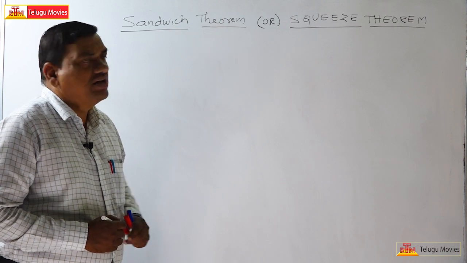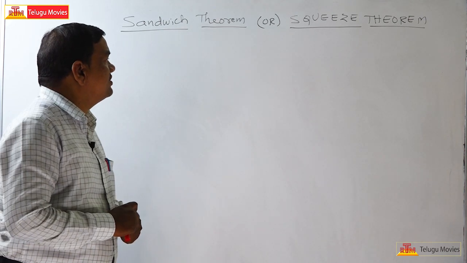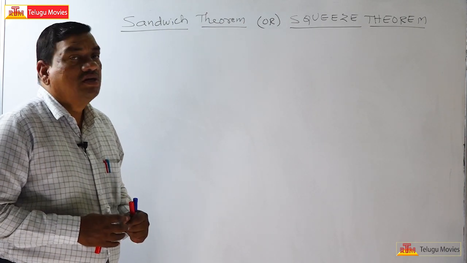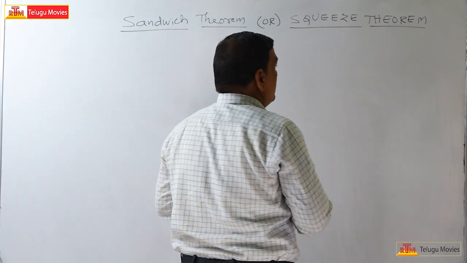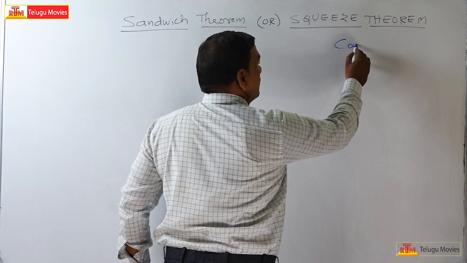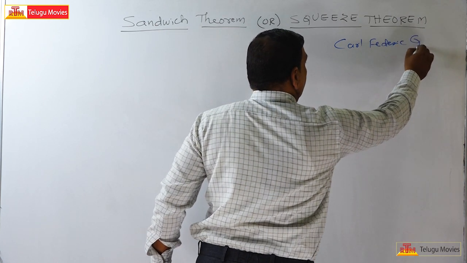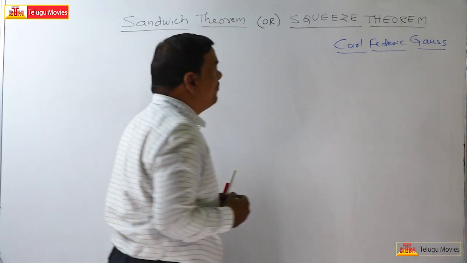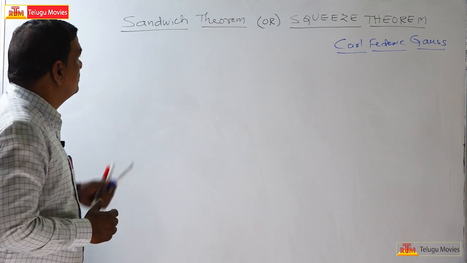defined by, previously it was Archimedes who gave an idea about this sandwich theorem, but in the present form, it is Carl Friedrich Gauss. He was the mathematician who introduced this sandwich theorem.